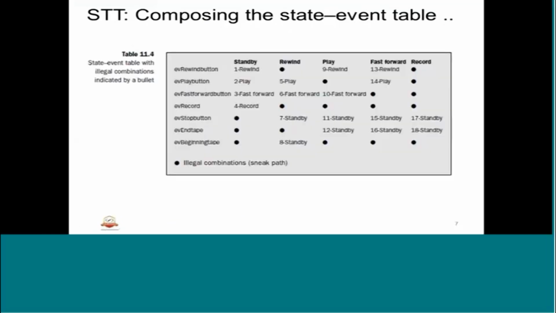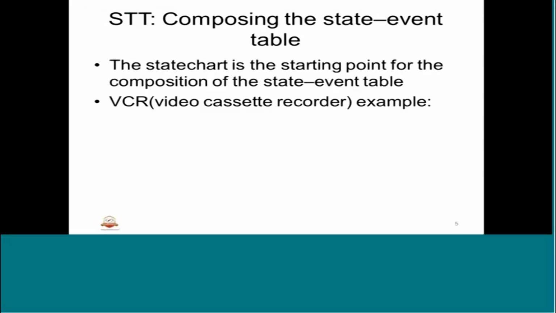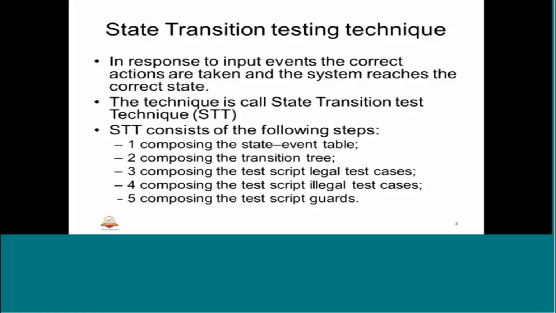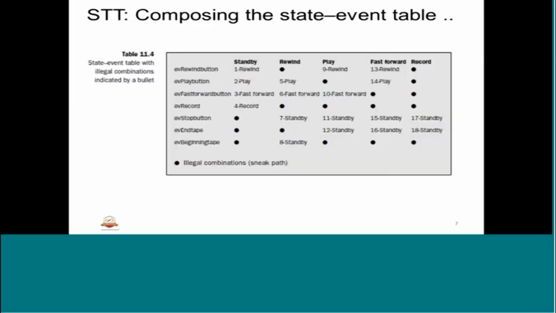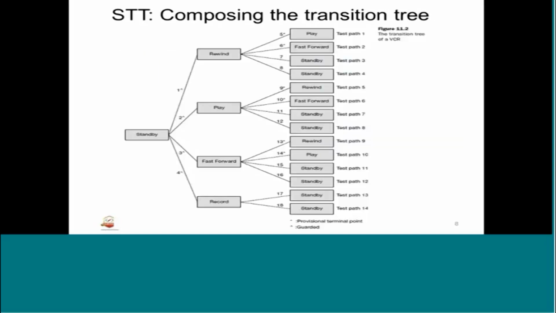Okay. So that is the second step. So what we spoke about is composing the state event table. Then we have seen the state events with the illegal combination. Next one is transition tree. So this is a very important aspect also, how the transitions are going to happen.